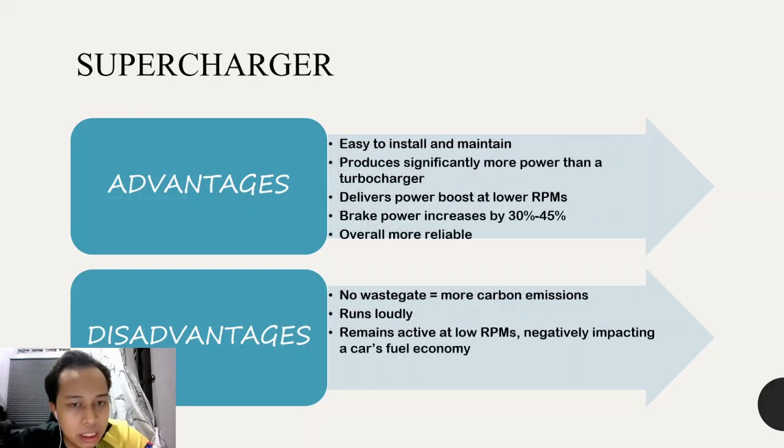For the supercharger, the advantages are easy to install and maintain, produces significantly more power than a turbocharger, delivers a power boost at lower RPMs, brake power increases by 30% to 45%, and overall more reliable. For disadvantages, no wastegate, which means more carbon emissions, runs loudly, remains active at low RPMs, negatively impacting a car's fuel economy.